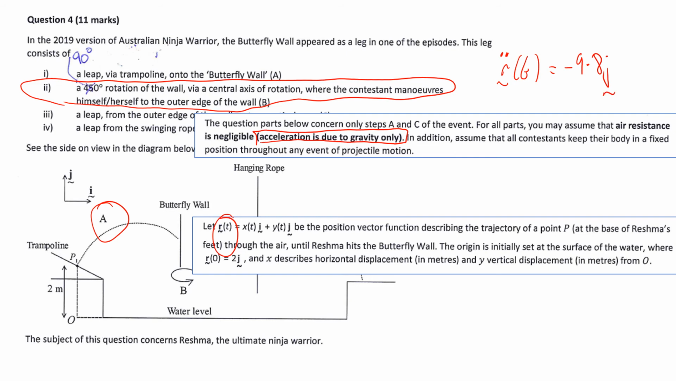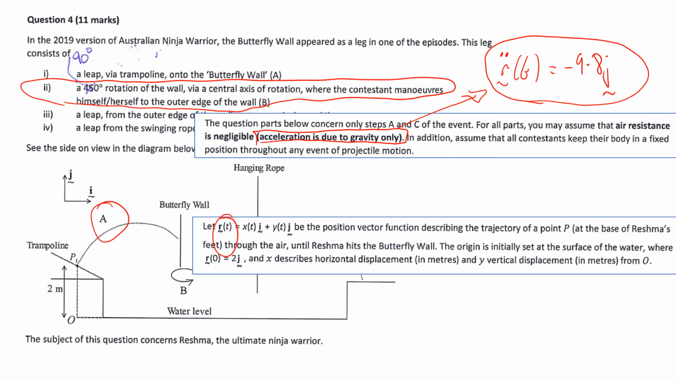All right, so that's what it means. Acceleration is due to gravity only. A lot of you really had no idea how to start. In fact, I had a lot of blanks for this question here. Once you appreciate that, in hindsight, this should have been part A: express r double dot of t.